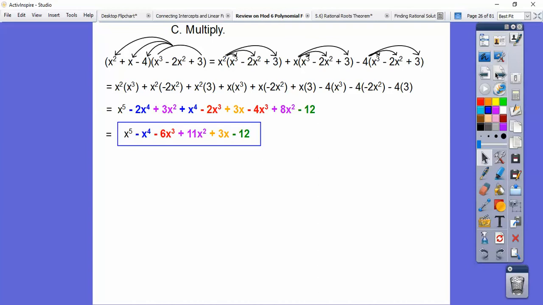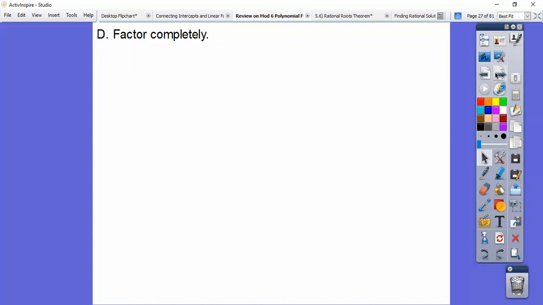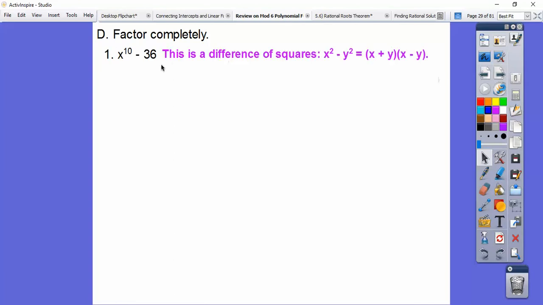All right, let's try this. Let's factor completely. This follows the pattern of a difference of squares because 6 squared is 36. We have to represent this as something squared. Well, x to the 10th is x to the 5th squared. Remember, powers raised to powers, we multiply them. I'm going to follow this pattern right here. One is going to have a plus, one is going to have a minus, and inside of them I'm going to put x to the 5th and 6.